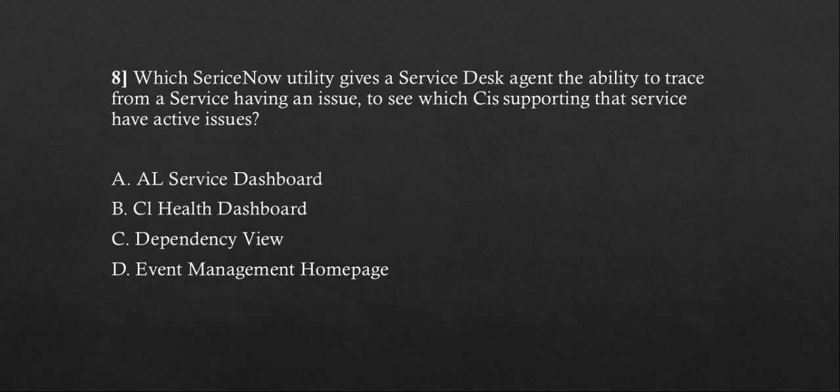8. Which ServiceNow utility gives a service desk agent the ability to trace from a service having an issue, to see which CIs supporting that service have active issues? A. Service Dashboard. B. CI Health Dashboard. C. Dependency View. D. Event Management Homepage. Answer: B.